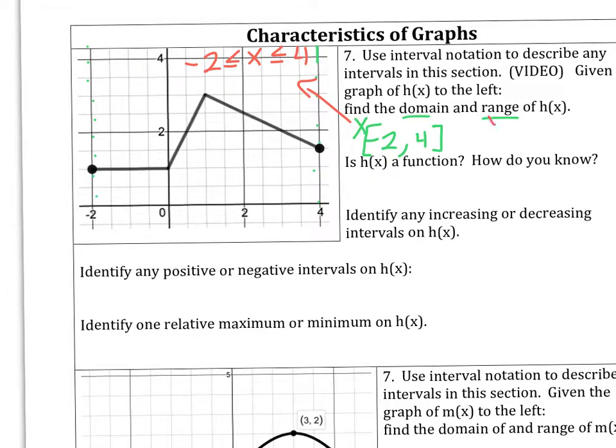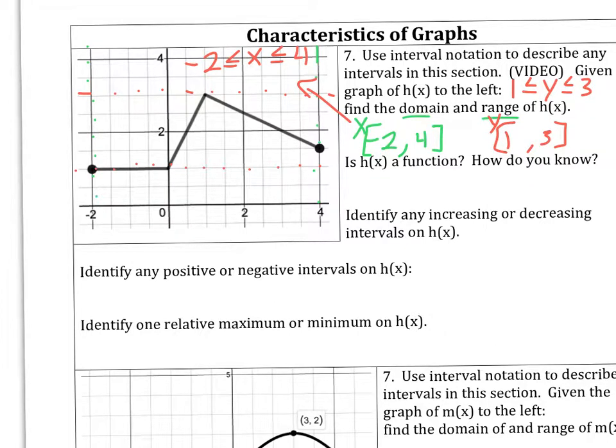For the range, we're talking about y. We've got to find the lowest y value, which is going to be 1, and the highest y value, which it looks like is going to be 3, and my interval is going to be from 1 to 3. This would represent 1 is less than or equal to y is less than or equal to 3.